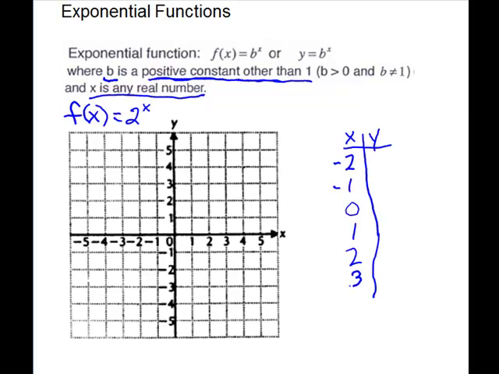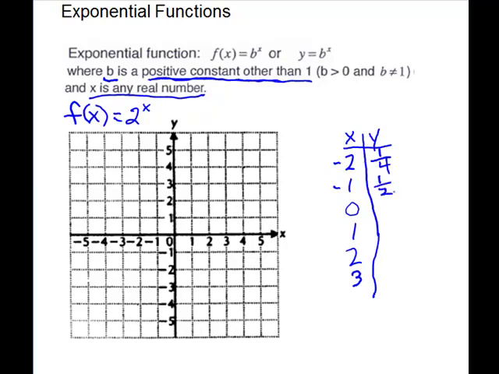Let's have a look at the graph of 2 to the x. So our exponent is going to change. Our base is 2. I picked some numbers to plug in. If we plug negative 2 in for our exponent, 2 to the negative 2, remember that's going to go to the denominator, so it's 1 over 2 squared, which is 1/4. If we do 2 to the negative 1, it's going to be 1 over 2 to the positive 1, which is 1/2.